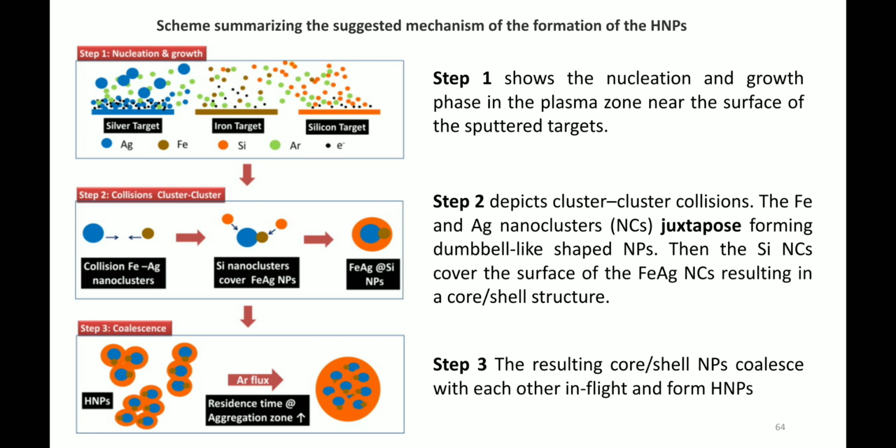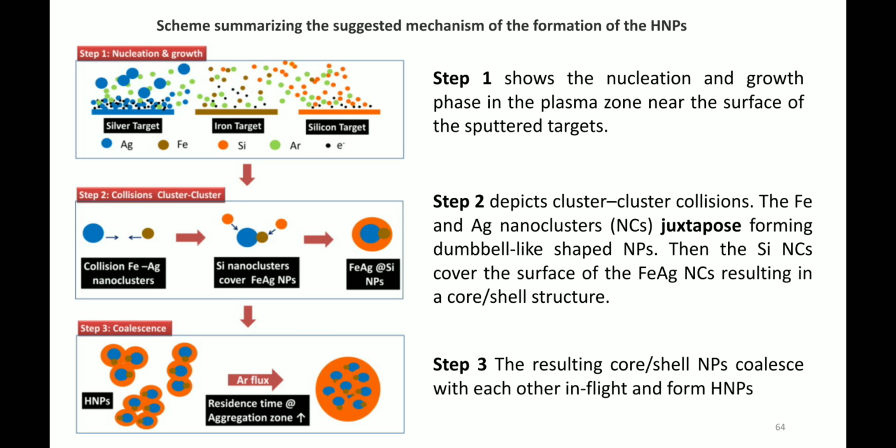Juxtapose means they are coming together and attach to each other and form together. They are being together with each other. So the iron and silver nanoparticles come together and form dumbbell like shaped nanoparticles.